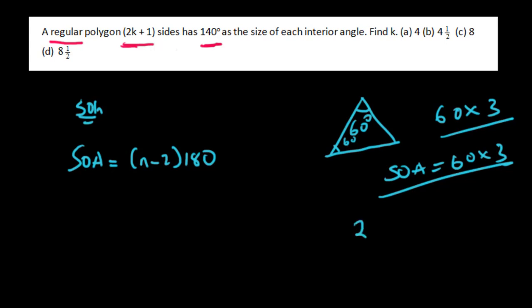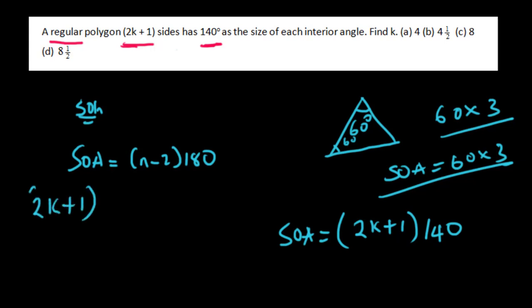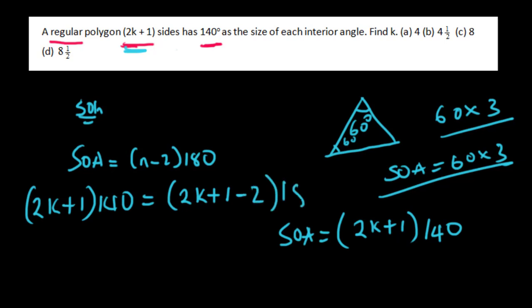So I was told that the polygon has 2k plus 1 sides, and that the size of each interior angle is 140 degrees. So it means that the sum of angles in this polygon is (2k plus 1) times 140. Does this make sense? So I'm going to slot this into the formula. For the sum of angles, I put (2k plus 1) times 140 equals, what is my n? My n is 2k plus 1, so I put (2k plus 1), and then I have minus 2, times 180. Do you understand this?